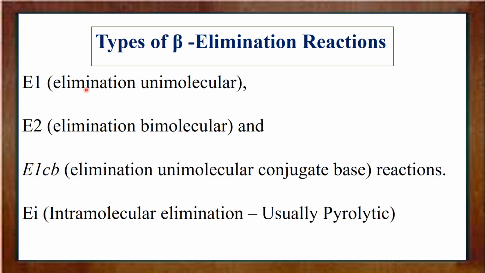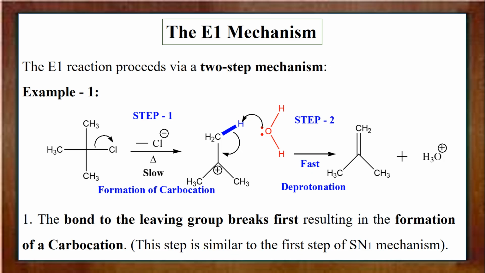E1 is unimolecular elimination, E2 bimolecular elimination, E1CB elimination, unimolecular elimination through conjugate base. EI is intramolecular elimination and it is usually pyrolytic elimination. Beta elimination through E1 elimination mechanism.